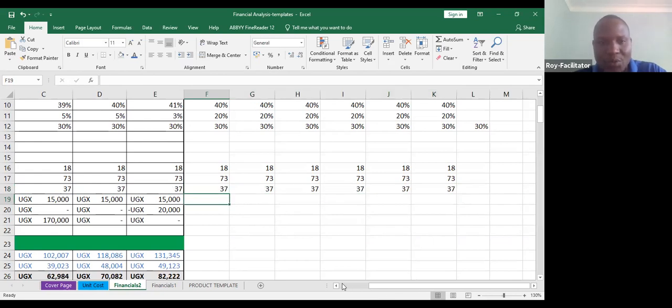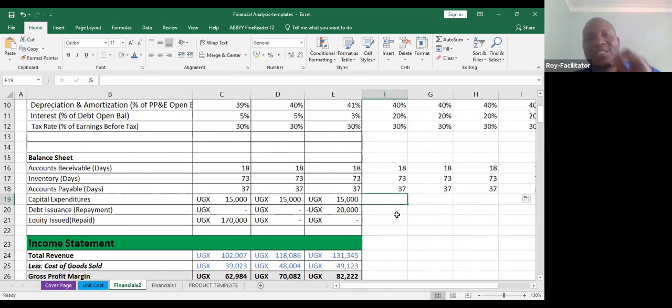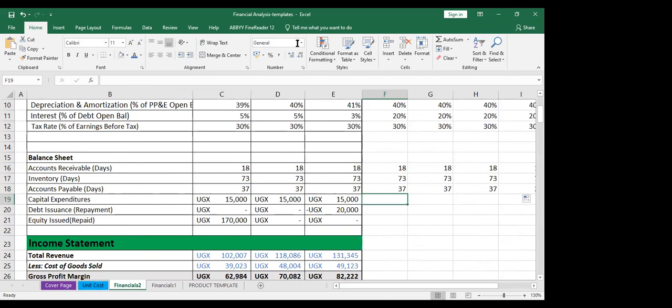Then we'll go to capital expenditure. Susan, you have a question, please ask. I was asking about those spreadsheets. Are they being provided to us on our emails? Because we might have to do this on our own.